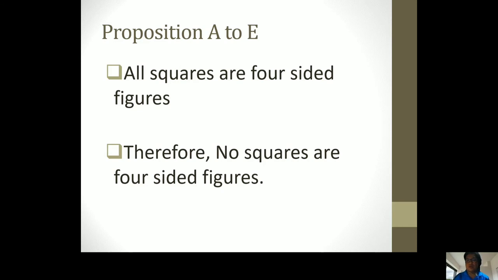All squares are four-sided. Subject term, all squares. Okay? Your copula here is are, so meaning to say it is positive. And your predicate here is four-sided figure. Again, what is being mentioned there? Your subject remains. Your copula will change into negative. Then your predicate is going to be negative. So we will say here, therefore, no squares are four-sided figures. Okay. E means that is universal negative.